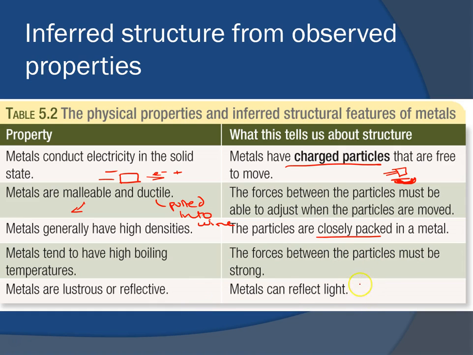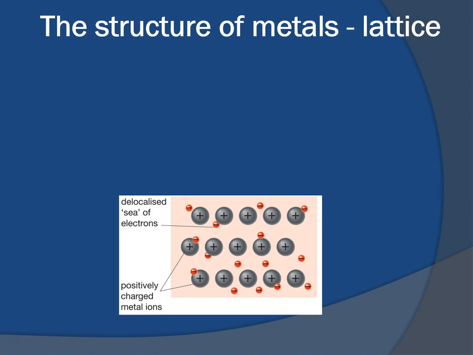Metals are lustrous and reflective, which means there is something that bounces the light back to our eyes. Okay, so from all of these observed characteristics, we can build a model of what we think the bonding looks like. And this is what it is.